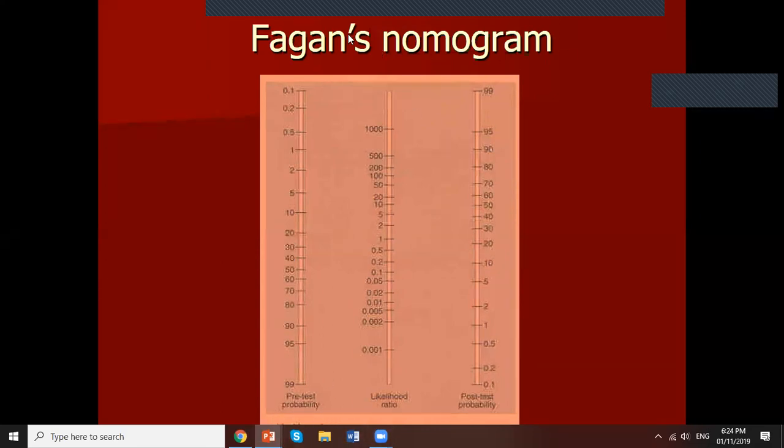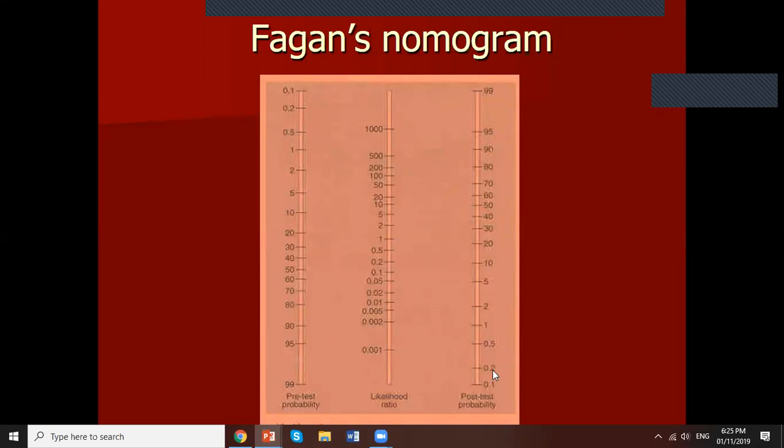Fagan was the guy who created this nomogram, and it makes a relationship between pretest probability, which is simply the chance that the person had the disease before you do a test on them, likelihood ratio, which we know how to work out, and post-test probability. Post-test probability is, after you apply a test, the chance that the person has the disease. So you would expect that after you apply a test, the person has a high chance of having the disease if you want to rule in the condition. If your job was to rule out the condition, you would hope that after you apply a test, the person would have a very low post-test probability.